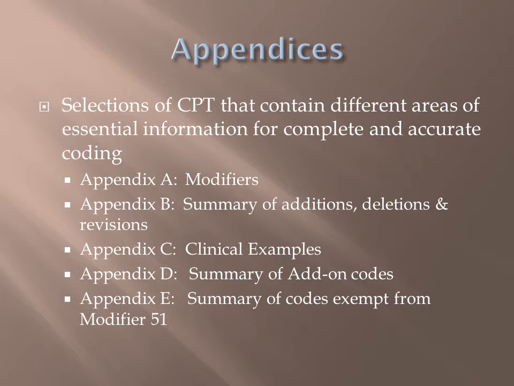Appendix C is clinical examples. I highly suggest that you check out Appendix C. It'll give you a good idea of what to really expect, the type of documentation you will have, the rationale behind picking certain codes. Appendix D is a summary of add-on codes. And Appendix E is a summary of codes that are exempt from Modifier 51.